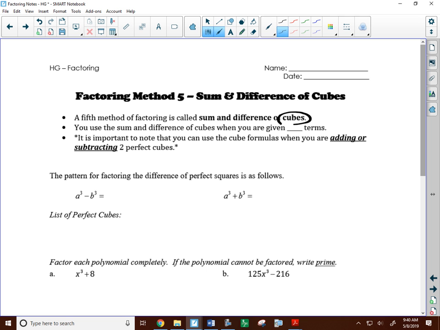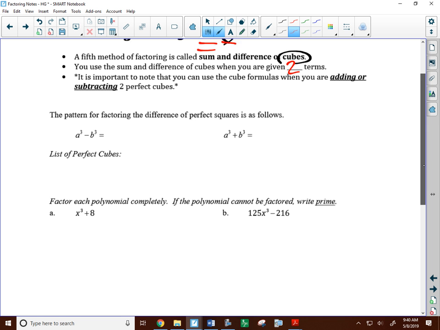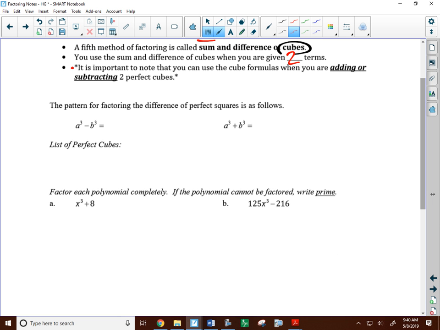and difference of cubes. Right off the bat, you see that it's not just difference of cubes. The sum formula will work this time. So there's two of these. The plus one will work this time. You use the sum and difference of cubes when you are given two terms again, but you're going to see they're going to be cube values instead of squared. And then right here I just say, yes, you can do both sum and difference, adding or subtracting.